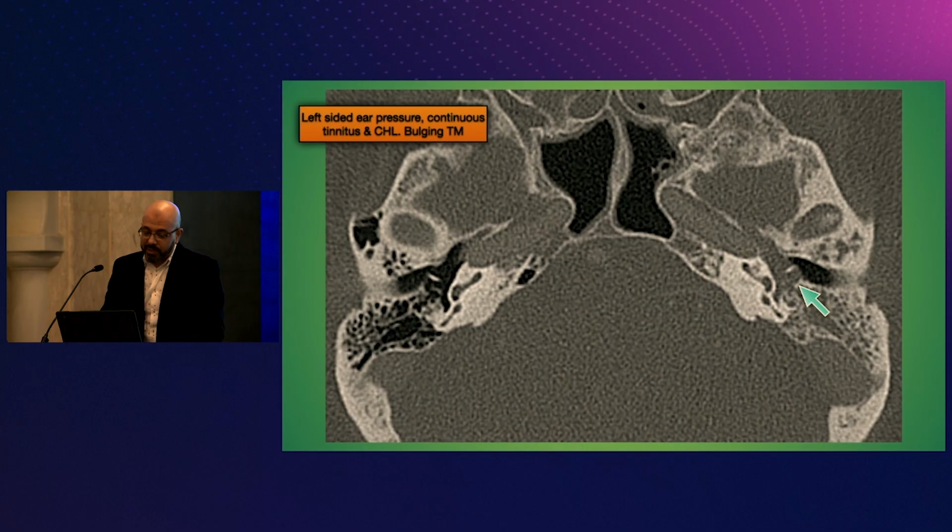Another patient with left-sided ear pressure, continuous tinnitus, and conductive hearing loss with a bulging tympanic membrane. CT was able to tell you that we have a problem, which is opacification in the mastoid air cells and the middle ear cavity, but it didn't tell you exactly what it is. It can be a cholesteatoma, it can be something like otitis media, but it can be blood as well, right?